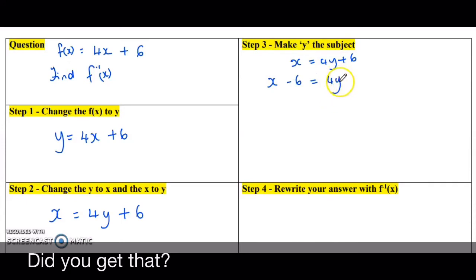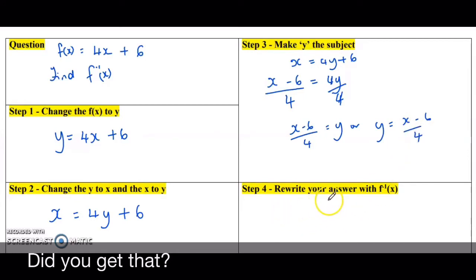The 4 and the y are being multiplied. So to get the y by itself, I am going to divide by 4. Whatever you do on one side, you do on the next side. So when I cancel here, I am going to have y is equal to x minus 6 over 4.